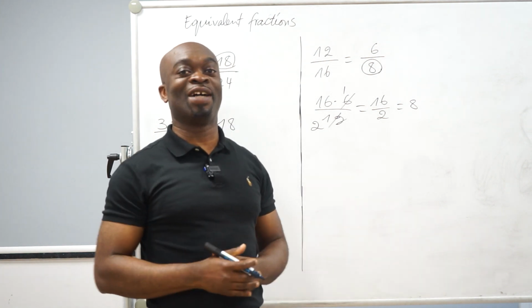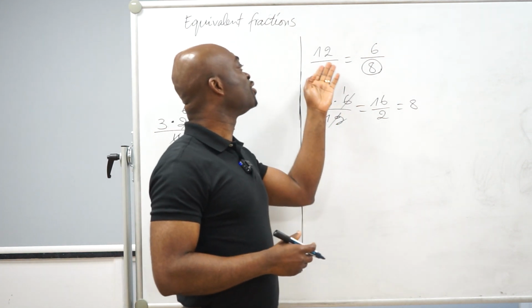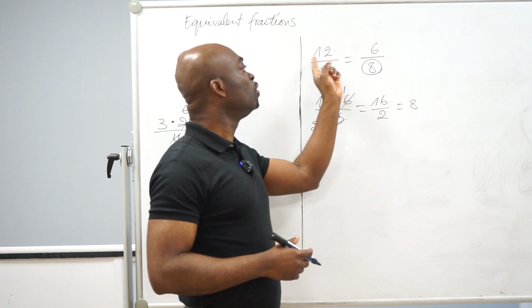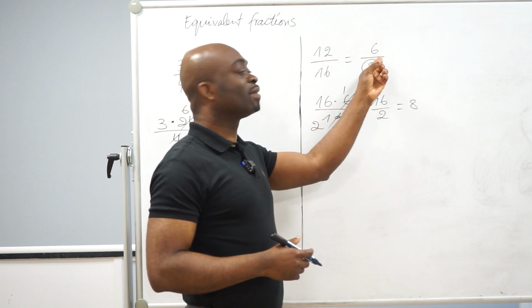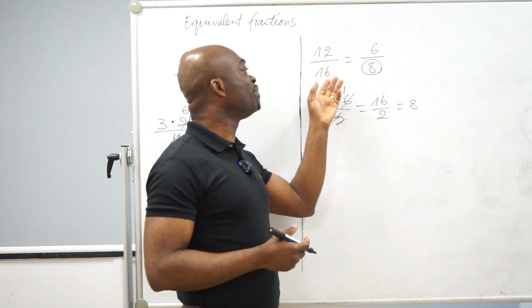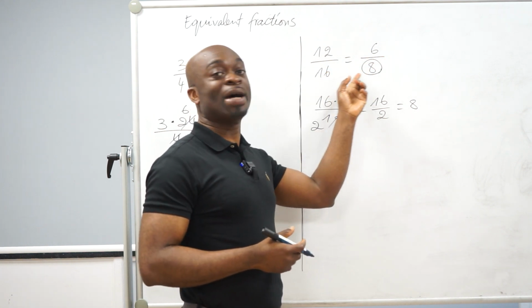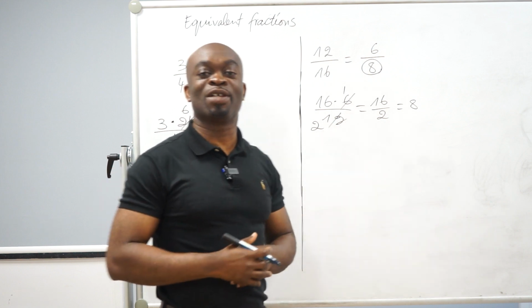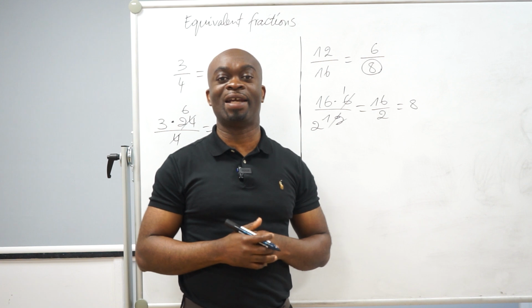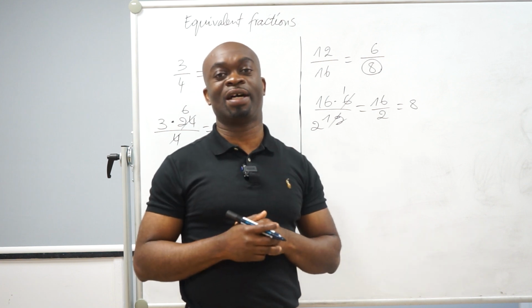Or the other way of doing it is just looking at it and saying, okay, 12 divided by 6 gives me what? 2. So that would be the same thing. So 16 divided by 2 will give me 8, and then you get the number over there as well. So you have two different ways of doing that now, and that'll make your lives a lot easier. Okay?